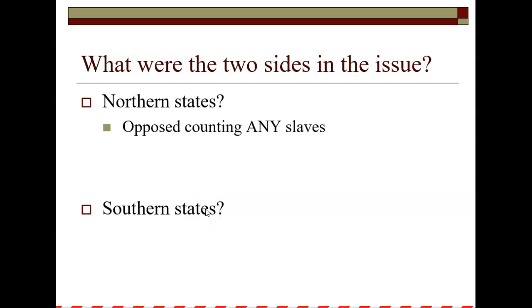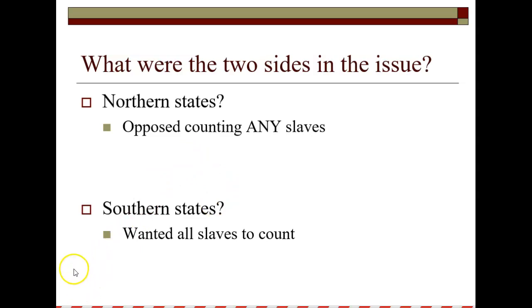Northern states, as it says, oppose counting any slaves in the population count of any southern states. And obviously, Southerners wanted to count all the slaves in their population count because it would benefit them in their numbers and standing in the House of Representatives.